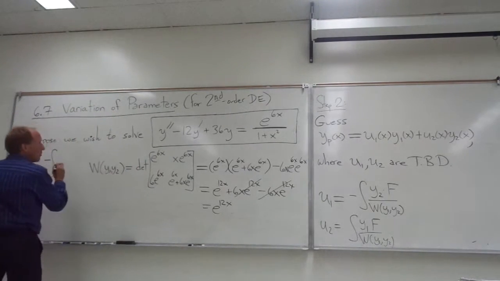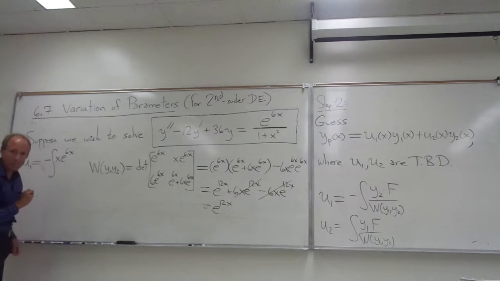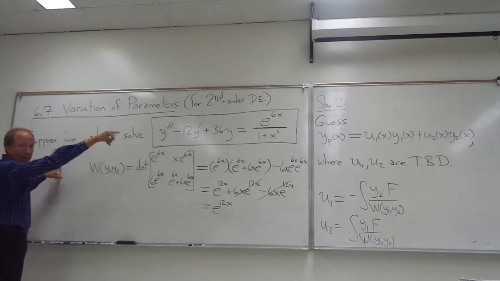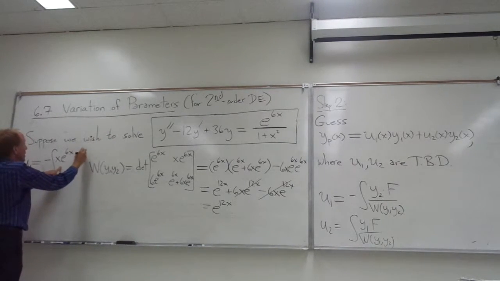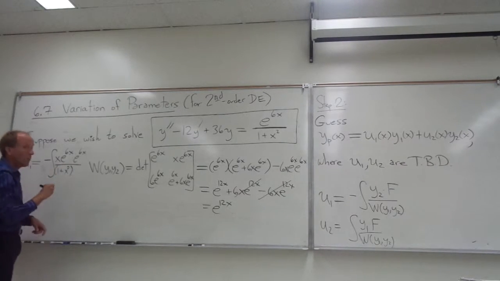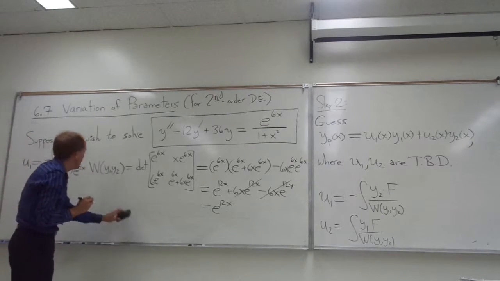So just remember, I've erased it now, but y2 was x e to the 6x, times the function capital F, that's just the right-hand side of the original equation, e to the 6x over 1 plus x squared. And then the Wronskian has to go on the bottom, that's e to the 12x. So this is the integral that we need to do.